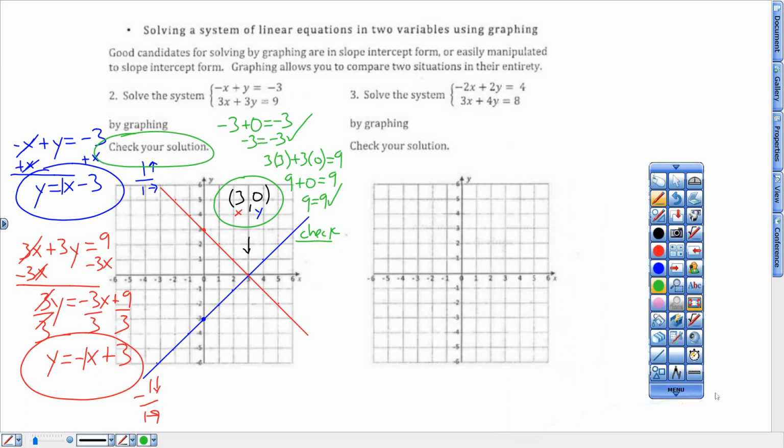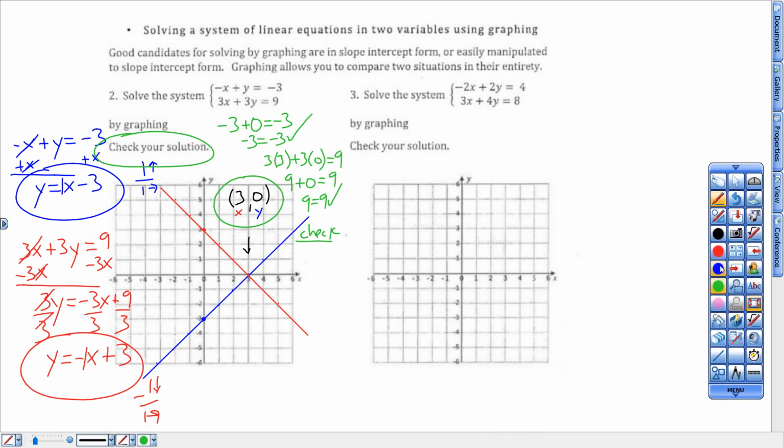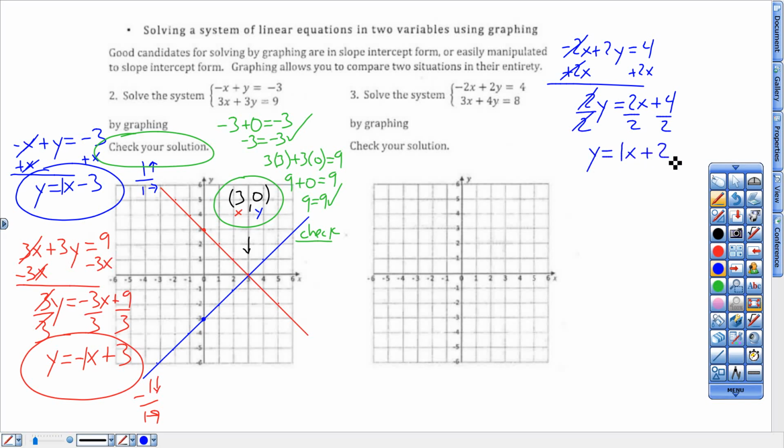Next one. In blue, solving that top one, -2x plus 2y equals 4. I'm going to add 2x to both sides. Gives me 2y equals 2x plus 4. And now I'm going to divide everything by 2. And that gives me my equation in blue, y equals 1x, or x plus 2.